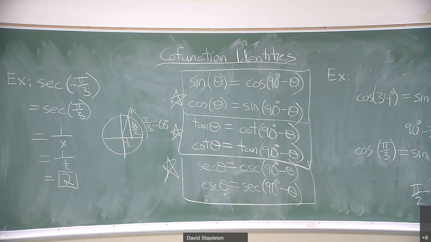This is going to come up a lot during this semester. But the cosine of pi over 3 is actually equal to the sine of pi over 6 by the cofunction identity, because these two add up to a right angle, pi over 2 or 90 degrees. Try one more of these.